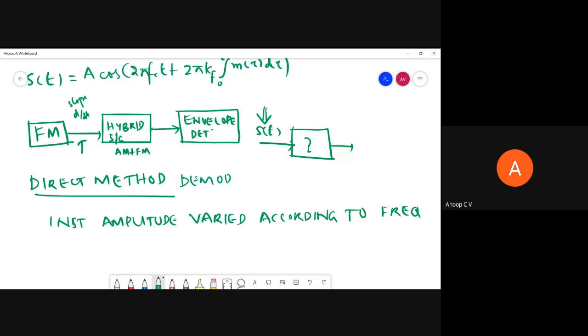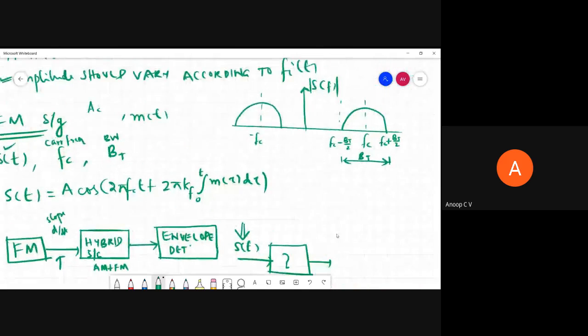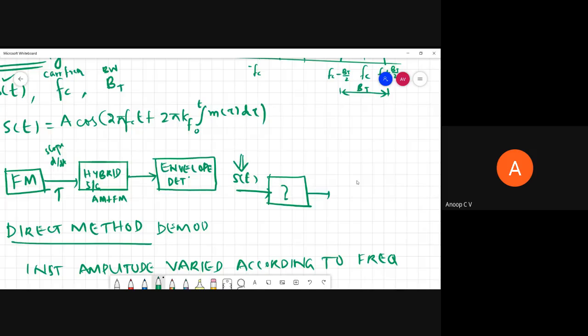So how can we come up with such a system, right? Knowing the spectrum of s of t is like this, it has frequency content from fc minus vt by 2 to fc plus vt by 2. Only this range of frequencies we have. Suppose we can come up with some LTI system which will give different gains or different levels of magnification to different frequency contents, then it will serve a purpose. So that's what we are going to do.